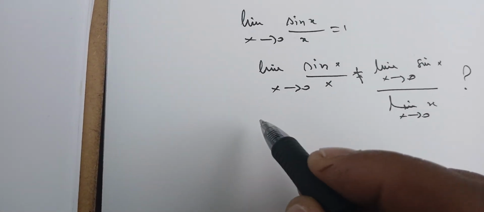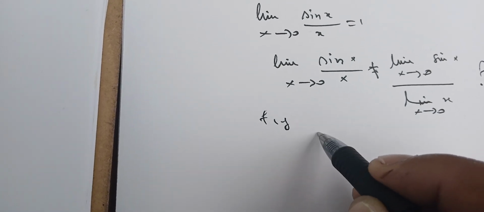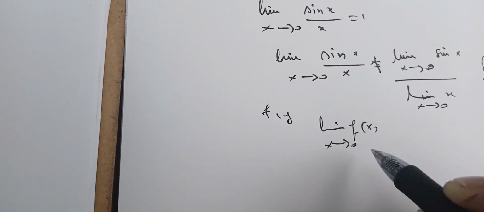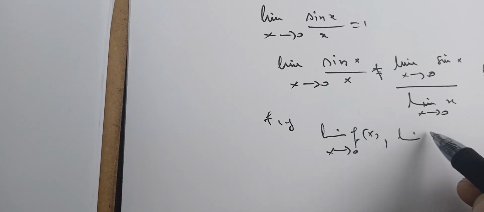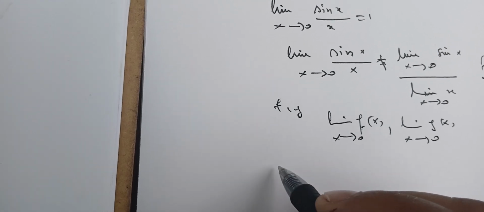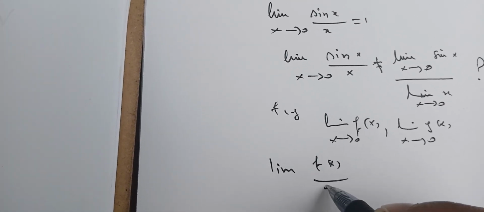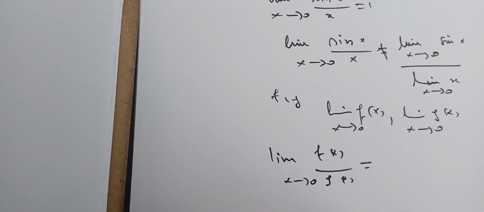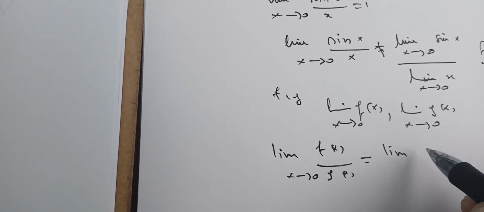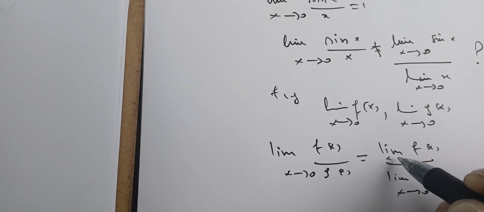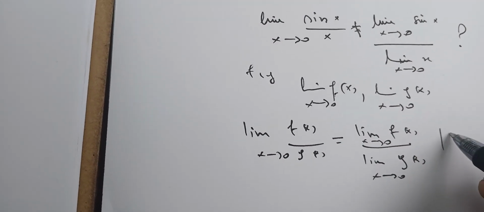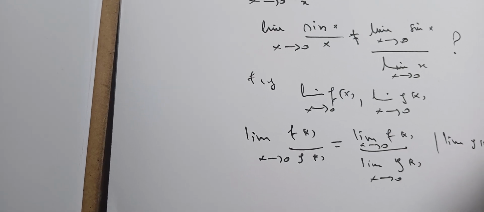Okay, so basically what we know is that if we have two functions, f and g, with the limit of f of x as x goes to 0, in this case we can say as x goes to a in general, but let's focus on 0, and the limit of g of x as x goes to 0 both exist, then the limit of f of x over g of x as x goes to 0 is equal to the limit of f of x over the limit of g of x, but with one condition: the limit of g of x must be different from 0.